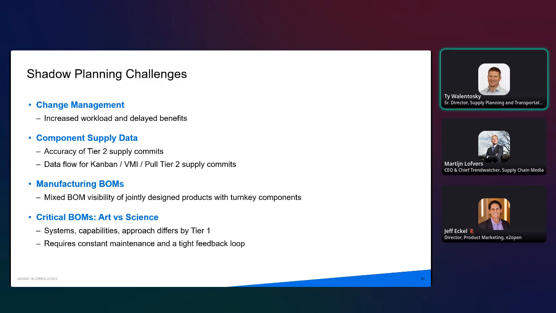Yeah, exactly. And I think we came into this thinking shadow planning was kind of a set it and forget it, right? You set up the manufacturing BOMs, you have demand data, supply data coming through naturally each week through e2open. But the reality, as we learn more about how our tier ones do this, is it really takes maintenance each and every week, right?